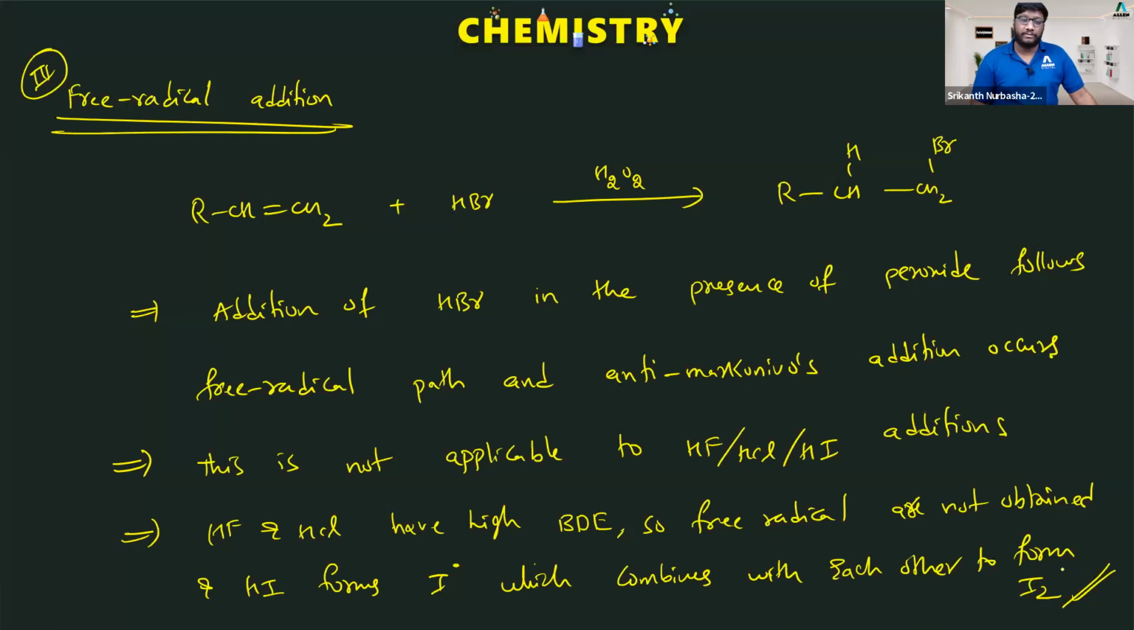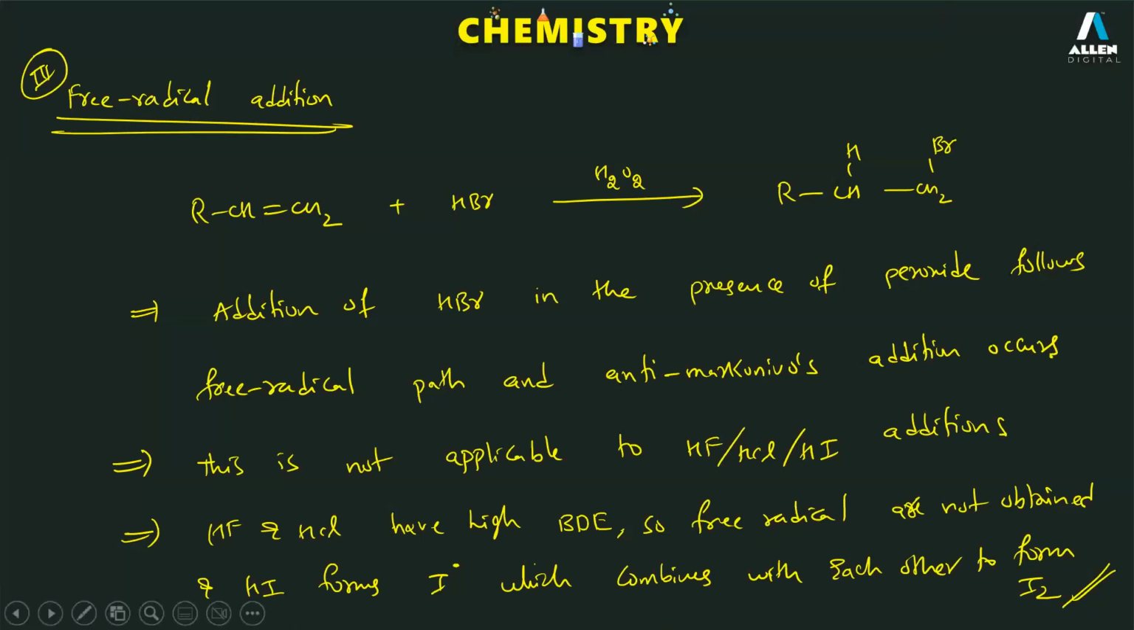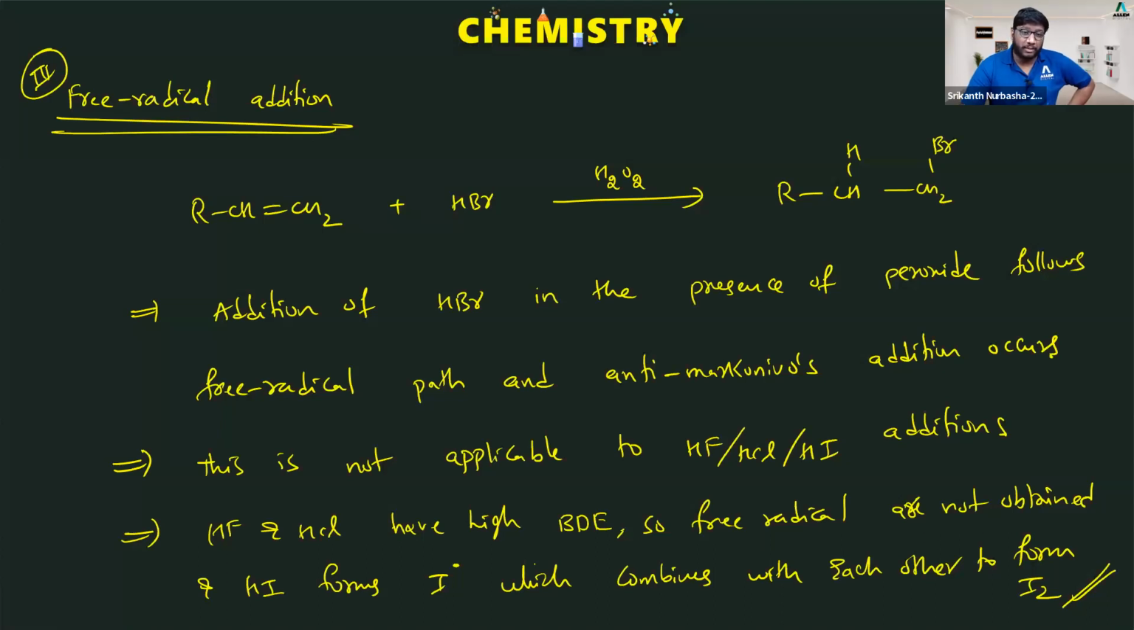Is that clear, students? Is everything clear so far or not? These are the different mechanistic approaches which we have studied with the addition reactions: electrophilic additions, nucleophilic additions, and free radical addition. Free radical substitutions also can be seen. So in the next class we are going to discuss substitution reactions: nucleophilic substitution, electrophilic substitution, and the respective free radical substitution.